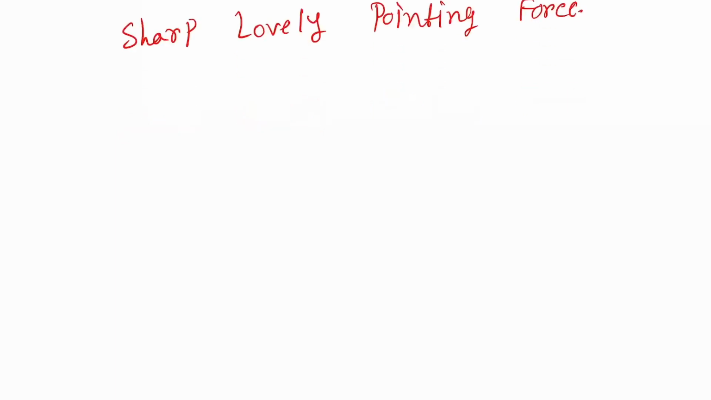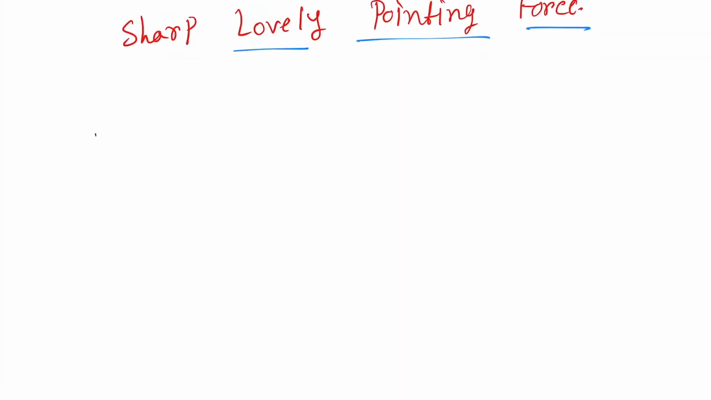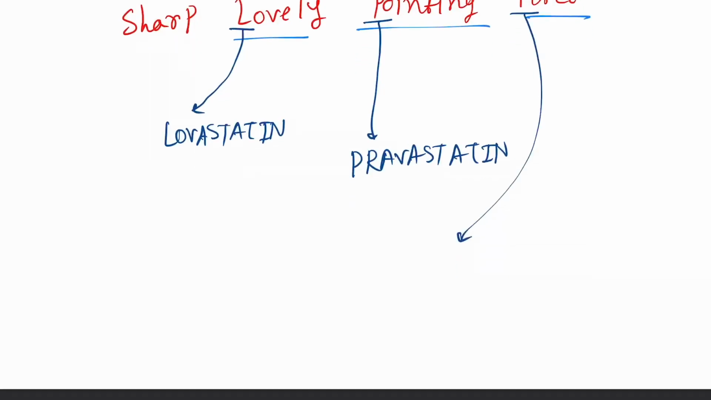Here you have to remember a line that is: sharp, lovely, pointing, force. First see these three things: lovely, pointing, and force. L for lovastatin, P for pravastatin, and F for fluvastatin.